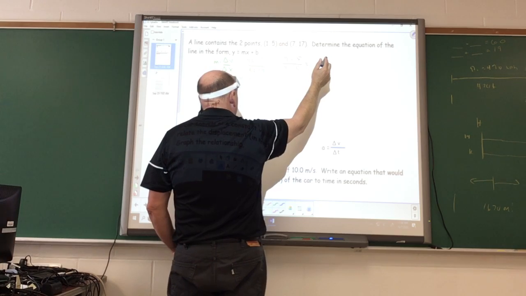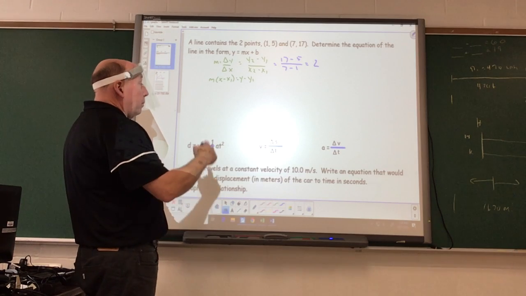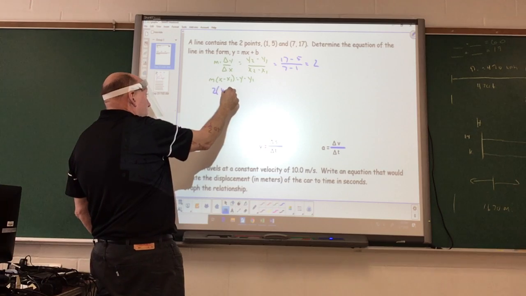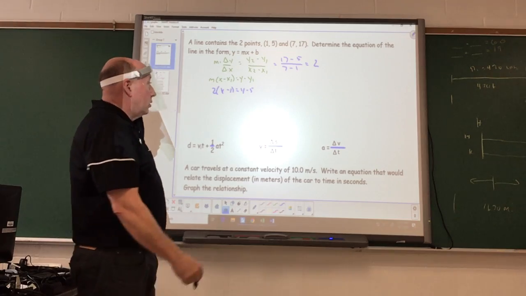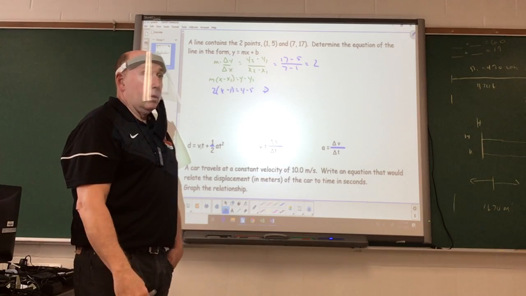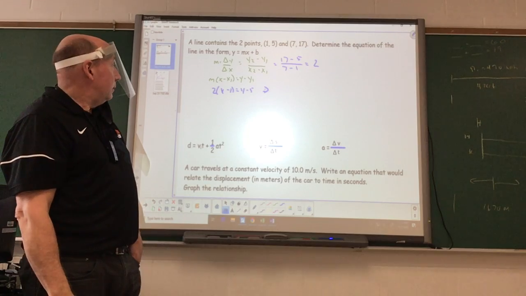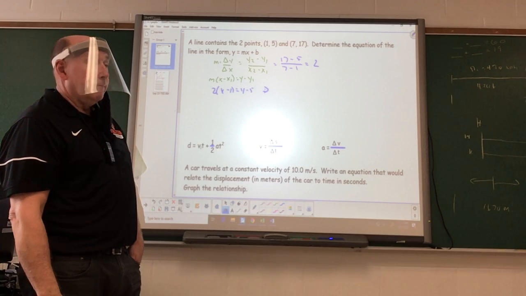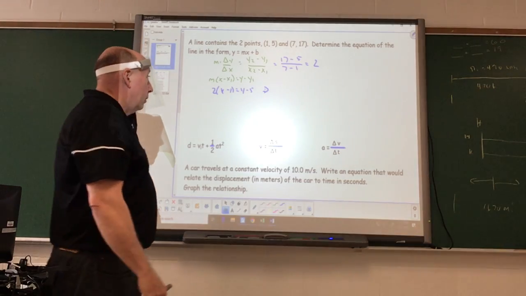Liam, what's our slope come down to? 2. Slope comes down to a value of 2. So we can pick either point, it does not matter, and solve this and put it into y equals mx plus b form. Katie, what do you come up with? Get an equation yet? Drew, what do you come up with?